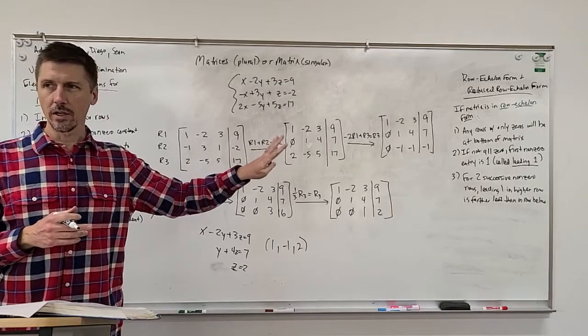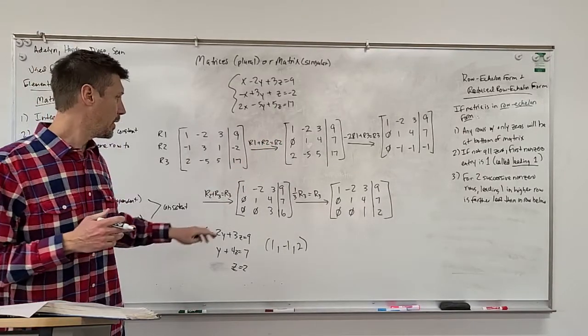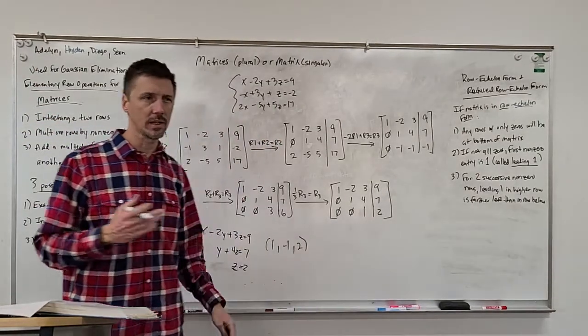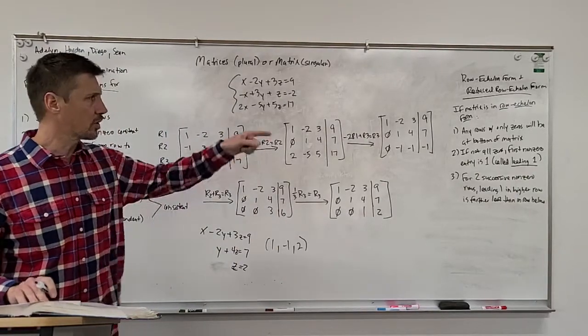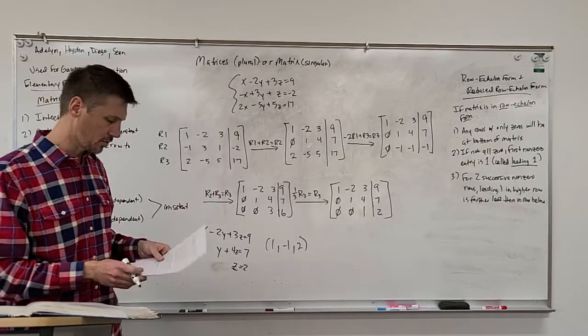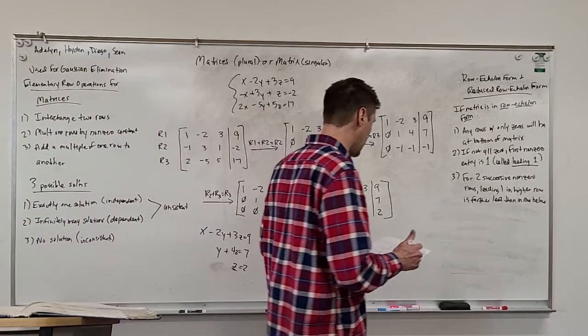So hopefully you see that none of those are surprising, those are just things that we've already done as we've put it in row echelon form. Maybe the first one, where you have rows with only zeros, we haven't run into that yet, but just make sure you know those are at the bottom.